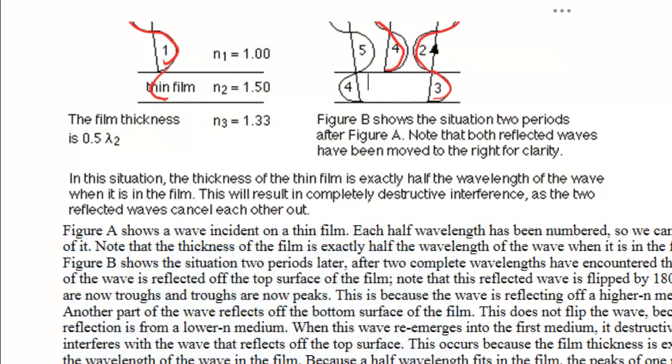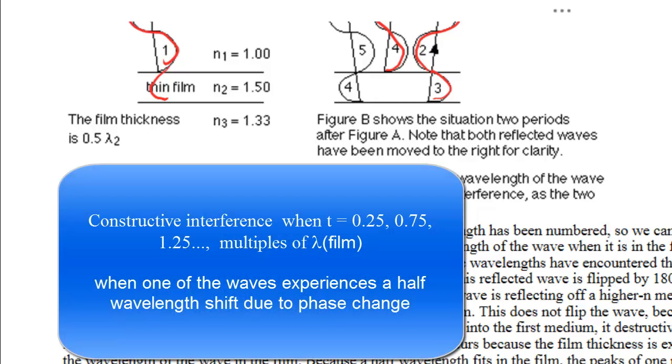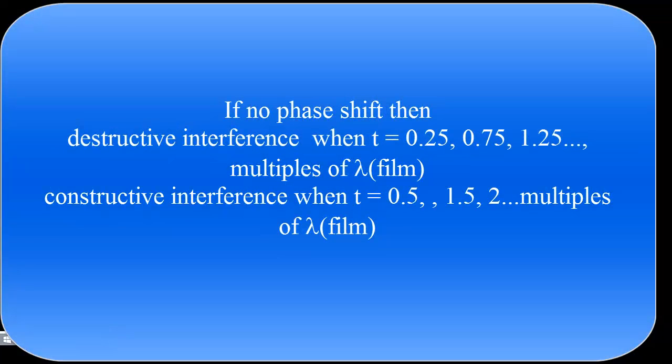And if the thickness was a quarter, or 3/4, or 5/4, then the wavelength in the film would have constructive interference. This is only true when one of the reflective waves experiences a half wavelength shift because of the relative sizes of the refractive index. If neither wave or both waves experience a 180-degree shift, there will be constructive interference when the film thickness is a half, 1, 1.5, 2, and destructive if the film is a quarter, 3/4, 5/4. So that phase shift really is important, as that's why it's the first step in our problem solving.